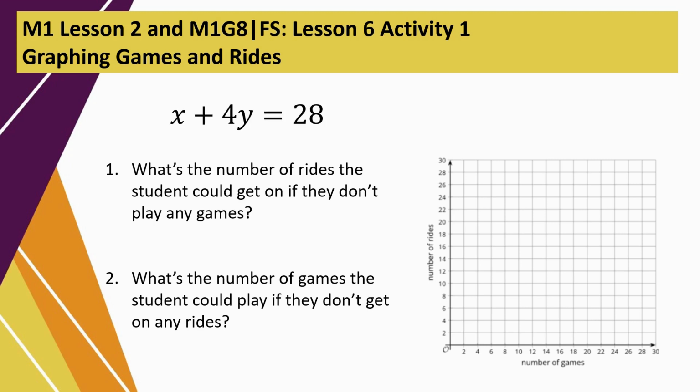In this case, if the student doesn't play any games, then the combination is 0 and 7. If the student doesn't ride any rides, the combination is 28 and 0. Students can graph the line using these 2 points. Students conclude that the intercepts can be quickly identified if given standard form by being strategic with what value they use to substitute into the equation.